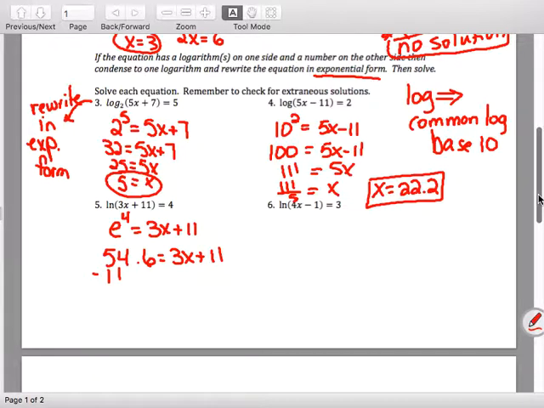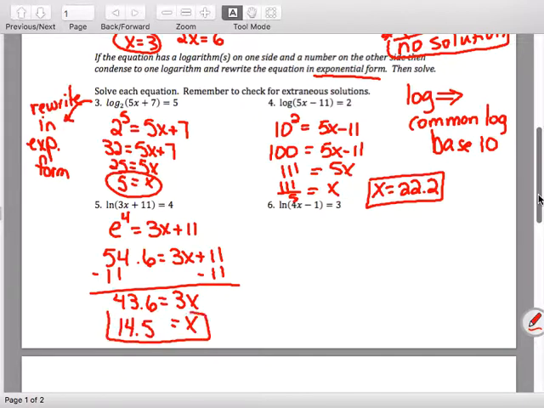Right. So I'm going to subtract 11, and I get 43.6 equals 3x. Dividing by 3, I got about 14.5. And I did check it. 3 times 14.5 plus 11 is positive. She did it right.